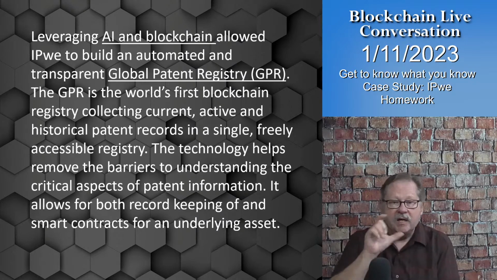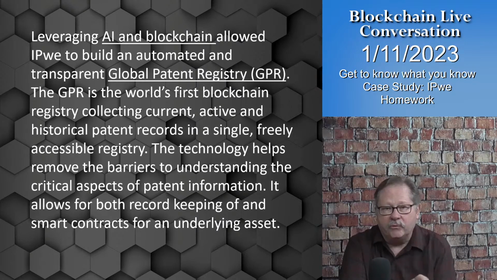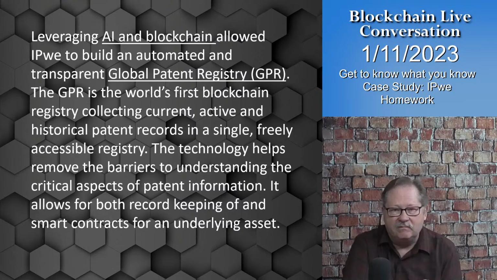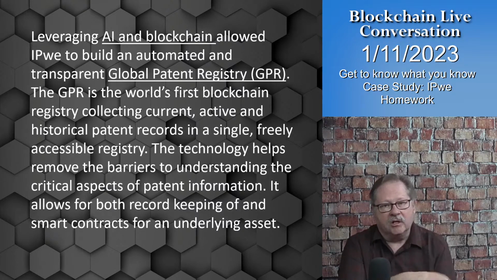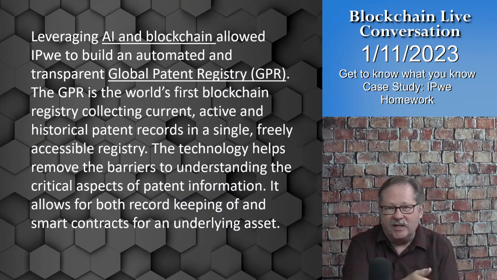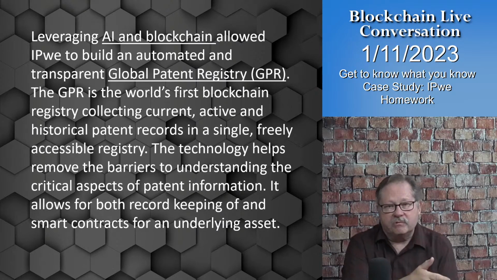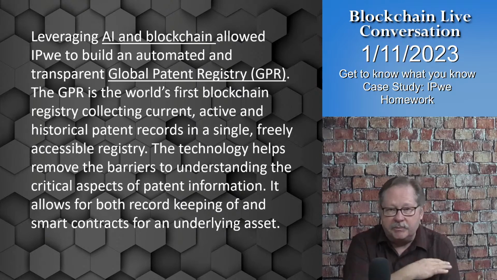So AI and blockchain together allowed them to build what they call a global patent registry. Now, if you search global patent registry on the web, you'll see there's tons of them. They call them indexes and they call them patent registries, and there's various names for pretty much the same thing. It's a list of registries of different patents that are available. Now, some, of course, claim to be global and others claim to be just the U.S. and so forth, okay?